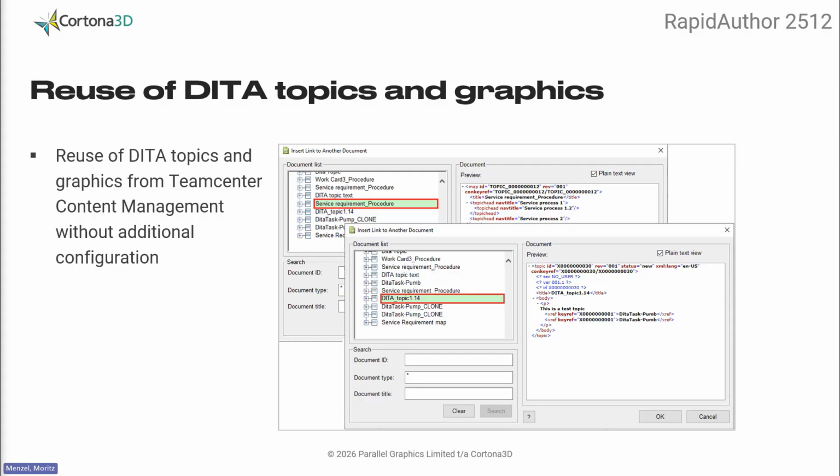Previously, you had to use additional settings to reuse DITA content management topics and graphics. These settings are not required any longer. As displayed on the screenshots, now you can see both Cortona 3D topics and content management topics in the search result. These can be distinguished by IDs. As shown in the document previews on our screenshots here, the ID of a Cortona 3D topic starts with topic. The ID of a content management topic starts with an X.